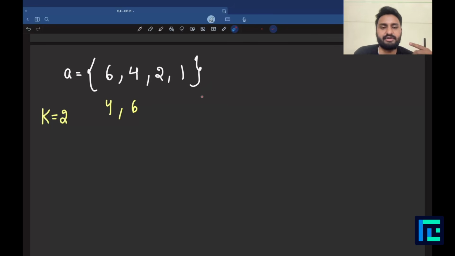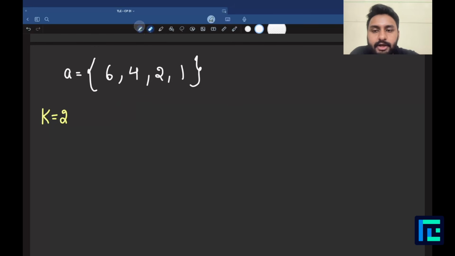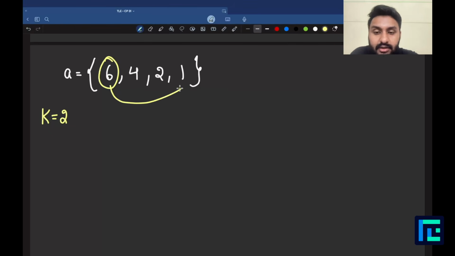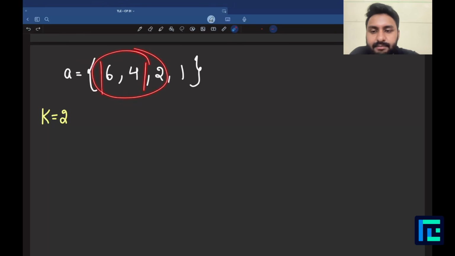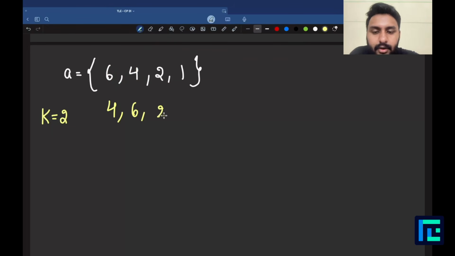Now, how is this beneficial? Let's start thinking. Can I say that for k equals to 2, I get the power to place any element from any location to any location that I want? Let's see. Currently over here, let's imagine that you want to shift 6 at the location that is over here. That's the last location. Of course, I can do that. How? Let's imagine. What if I select this segment first? I reverse this, this becomes 4 and this becomes 6. Let's write this down. So this becomes 4, 6, 2 and 1.